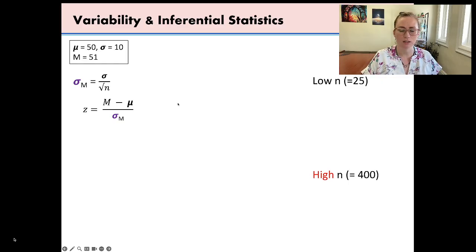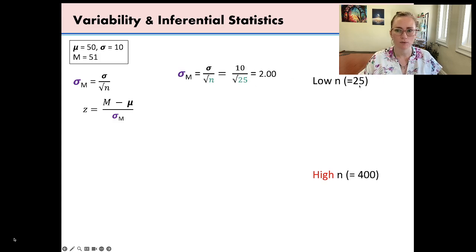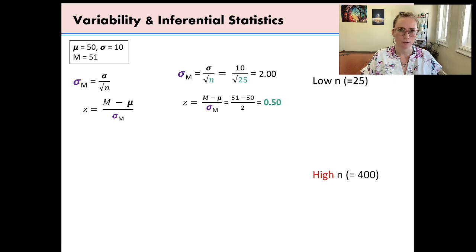But let's look at the difference between having a low sample and a high sample. When I plug in my low sample of 25 individuals, I get a standard error of 2, which translates to a z-score of 0.5. So what does that mean? Think about it for a second in terms of what that z-score is. A z-score of 0.5 is not larger than 1.96, so I fail to reject.